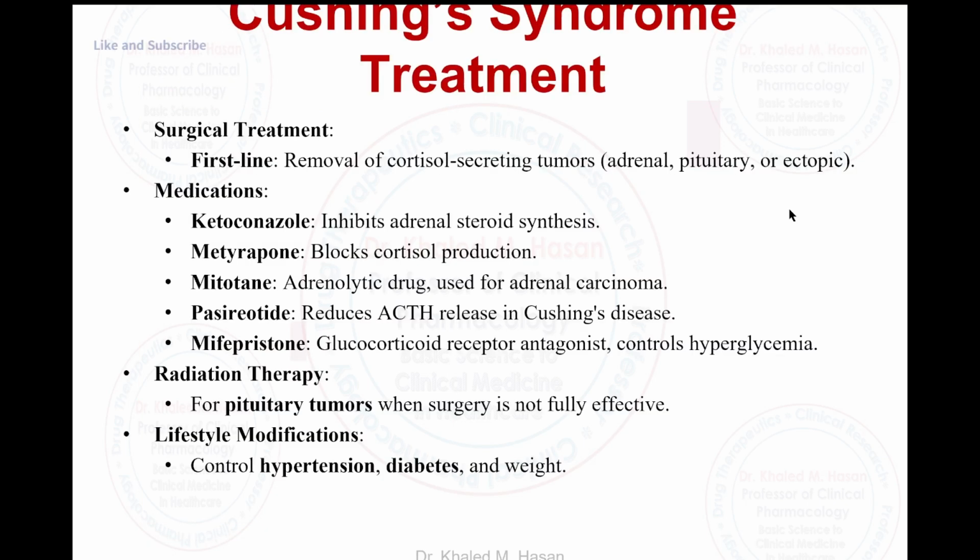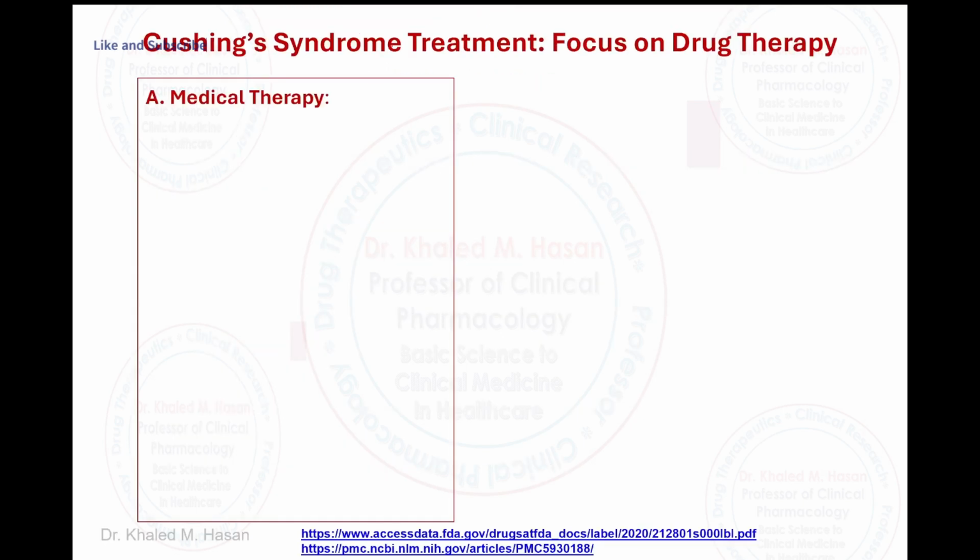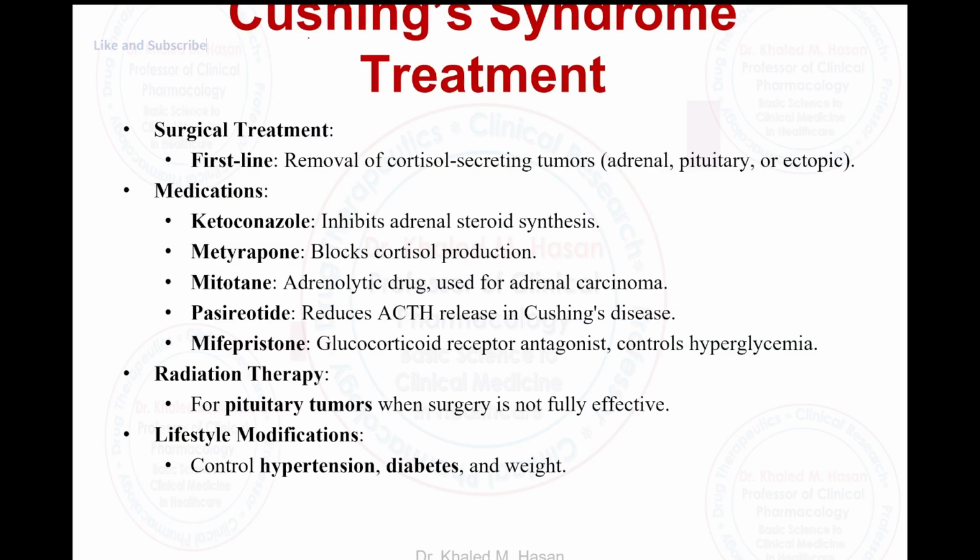Next slide, we are going to speak about treatment of Cushing syndrome. The main answer to the question of how to treat patients with Cushing syndrome is surgical treatment, the first line, to remove the tumor. The tumor responsible for Cushing syndrome could be adrenal, a pituitary tumor, or lung cancer. So surgery will be the first approach for the patient.